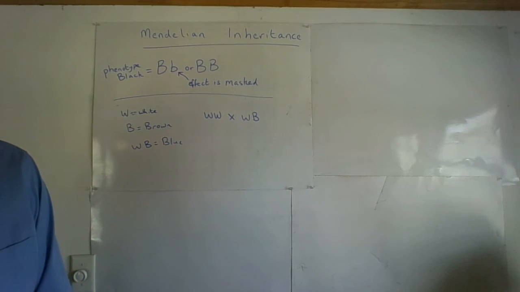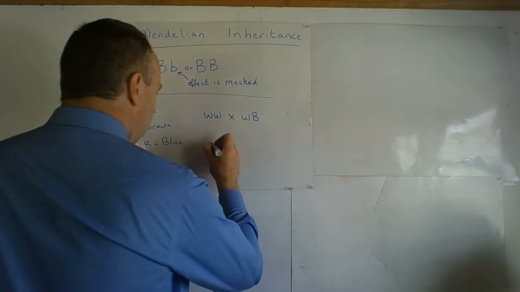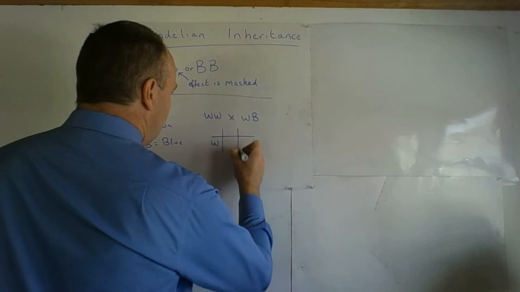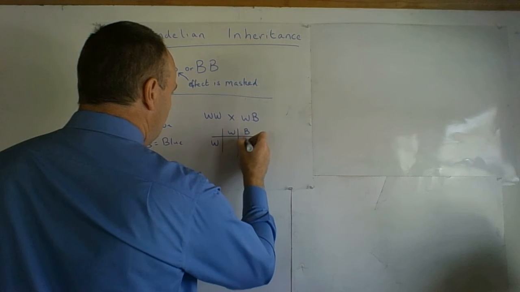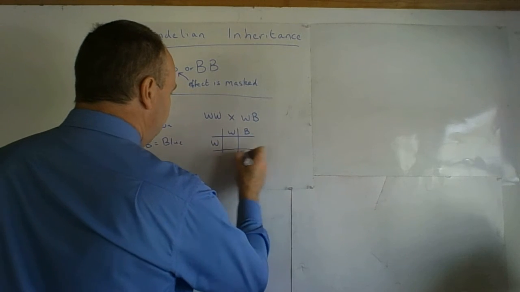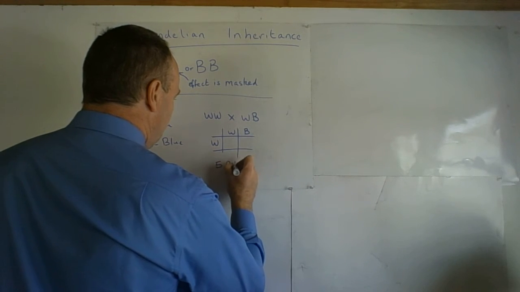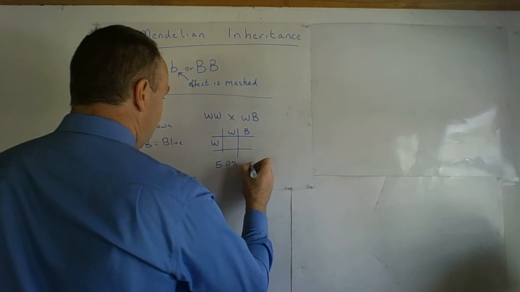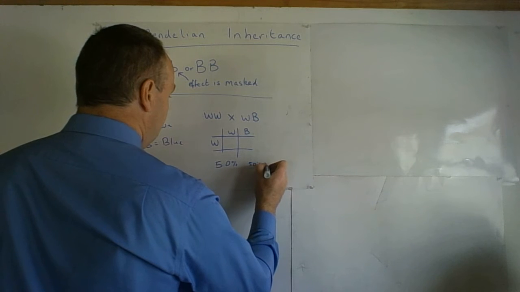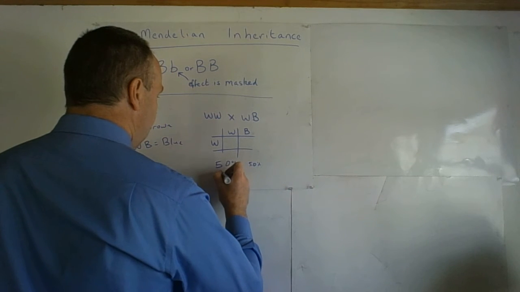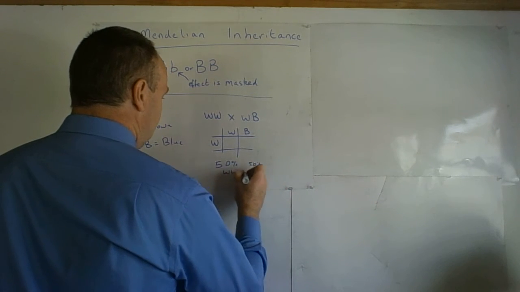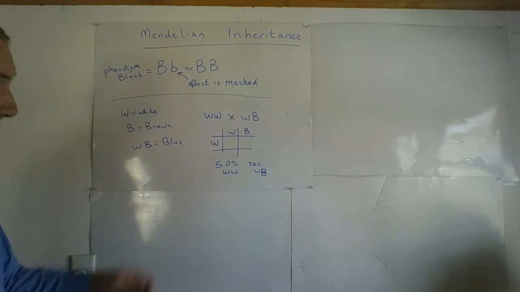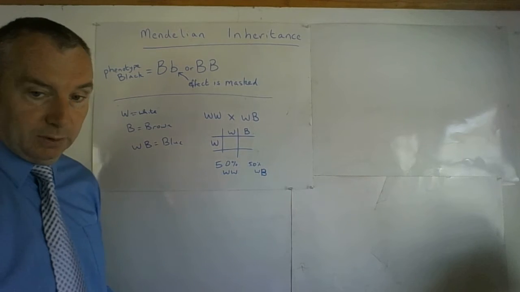And what we end up with is a situation where you're going to end up with 50% white and 50% blue. So it's going to be the same genotypes again, and the same phenotypes again, because the phenotypes are white and blue.